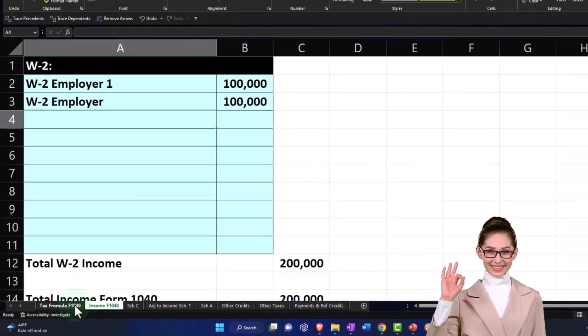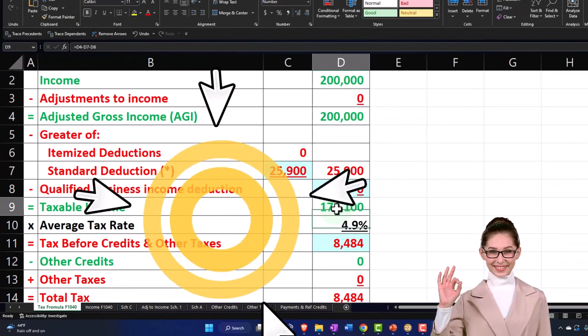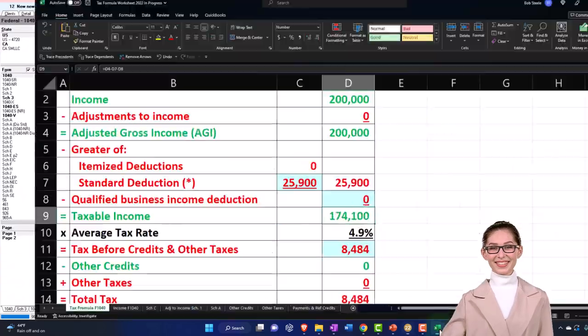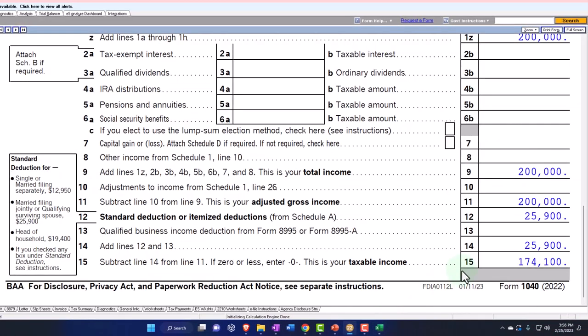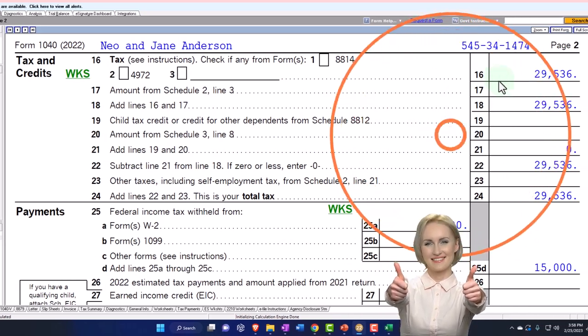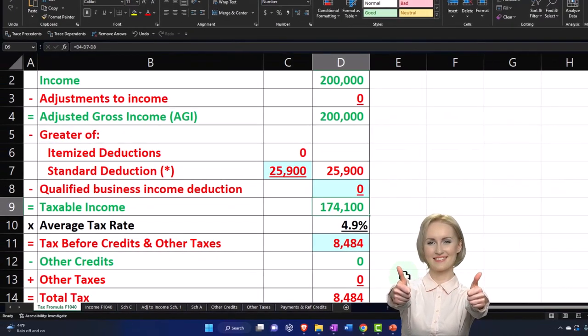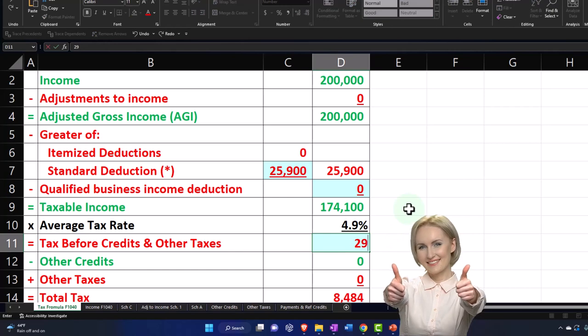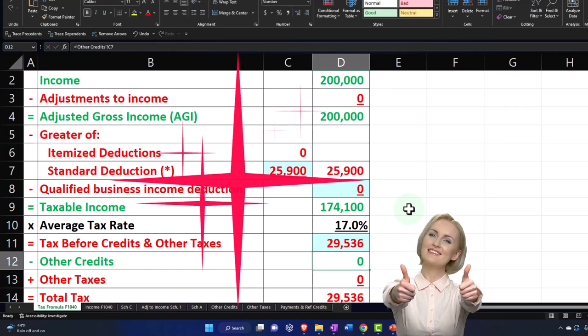And we'll pull that back onto the first page for 200,000. That gets us to the 174,100. And so 174,100. And then on page 2, the tax is now 29,536. So 29,536. So there we have that.